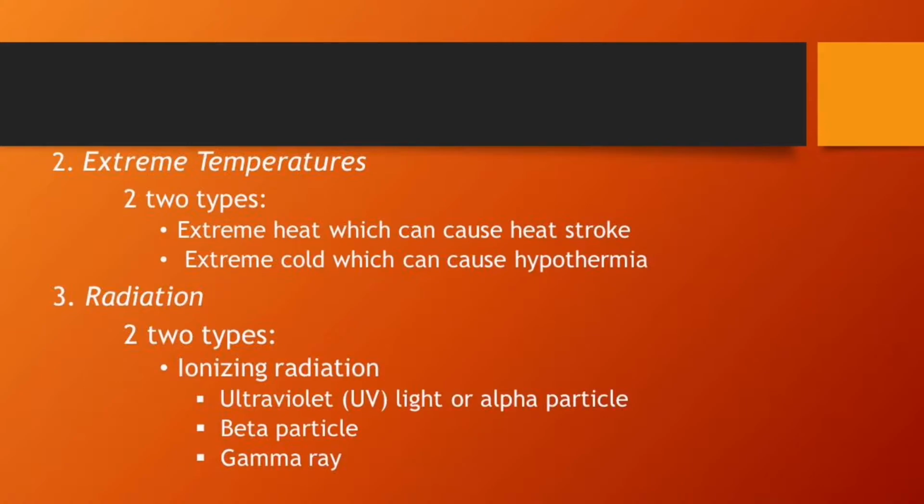Third is radiation. Radiation also has 2 types, the ionizing radiation and the non-ionizing type. Under ionizing radiation, we have ultraviolet, UV light, or alpha particle. It is from the sun and can be shielded by paper. Next is beta particle. It can penetrate paper but not concrete. Next is gamma ray. It can penetrate concrete. This can be shielded by using lead, like in the X-ray room, which is made up of sheeted lead in between concrete to prevent outside exposure.